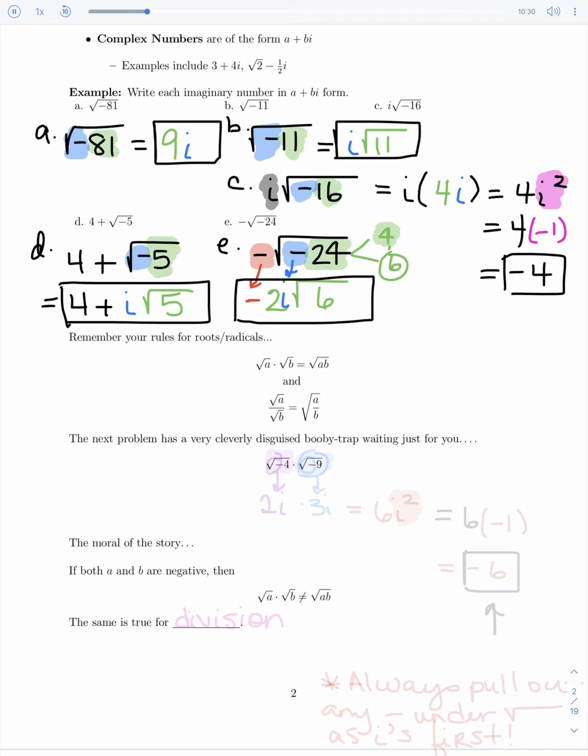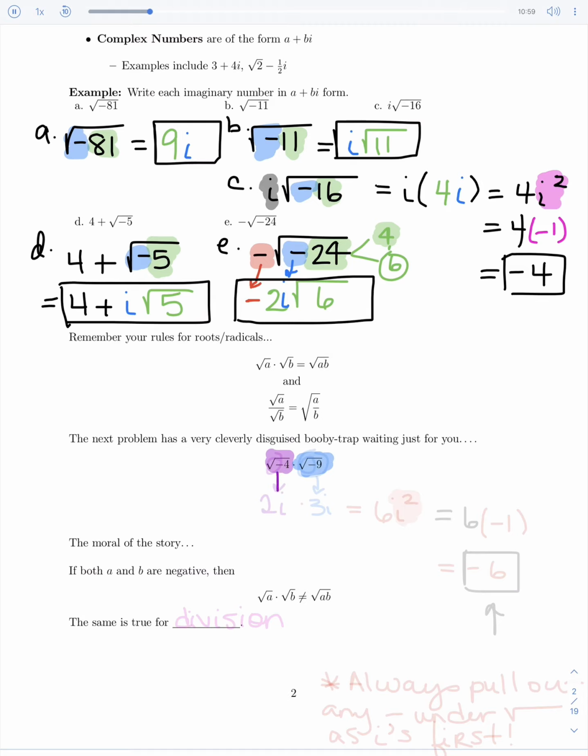Continuing along, let's take a look at what happens when we multiply two negative radicals with the negative on the inside. So let's take a look. First, we've got the square root of negative 4 times the square root of negative 9. Well, just like before, we have to take the i's out of the square roots first.